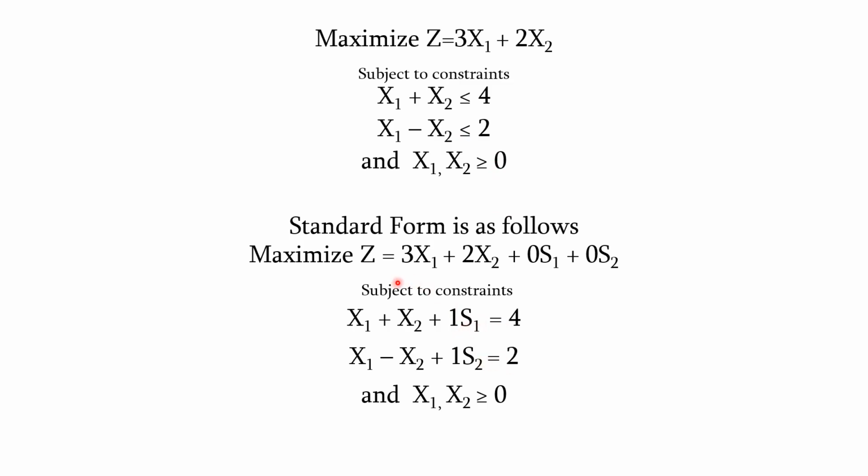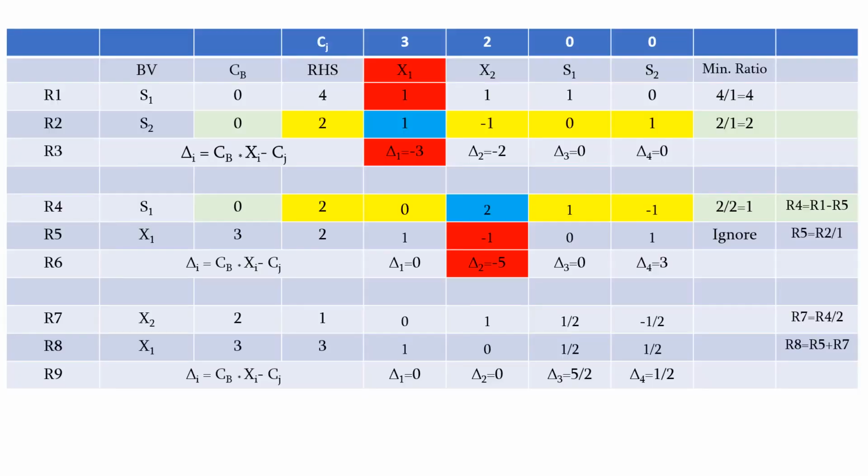In this case, the coefficient of x1 in the objective function is 3, the coefficient of x2 is 2, the coefficient of s1 is 0, and the coefficient of s2 is 0. The coefficients in the first constraint are x1 1, x2 1, s1 1, s2 0. The coefficients in the second constraint are x1 1, x2 minus 1, s1 0 and s2 1. Let us go to the table to solve the problem.